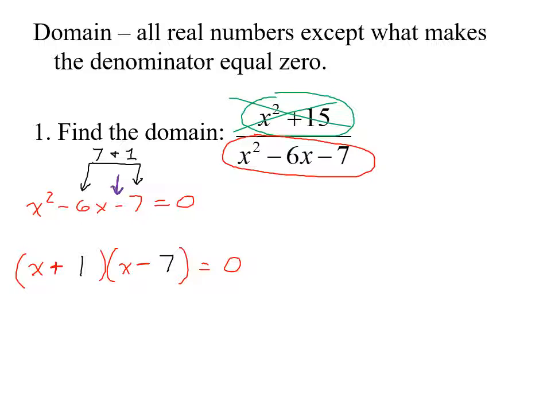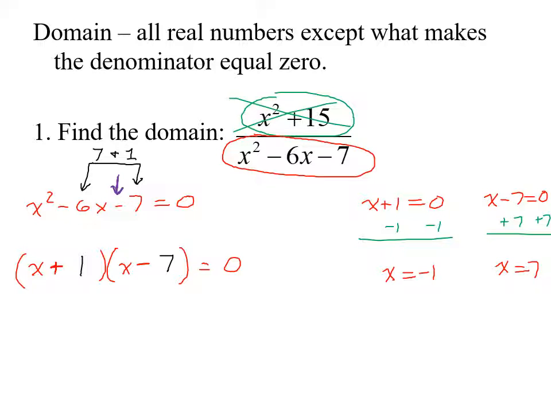Then you set each one equal to 0, much like what we were doing in the last video. Either x plus 1 equals 0 or x minus 7 equals 0. Subtract the 1 from both sides and add the 7 to both sides. And I'll get that either x is negative 1 or x is positive 7. So those are the values you do not include in your domain.